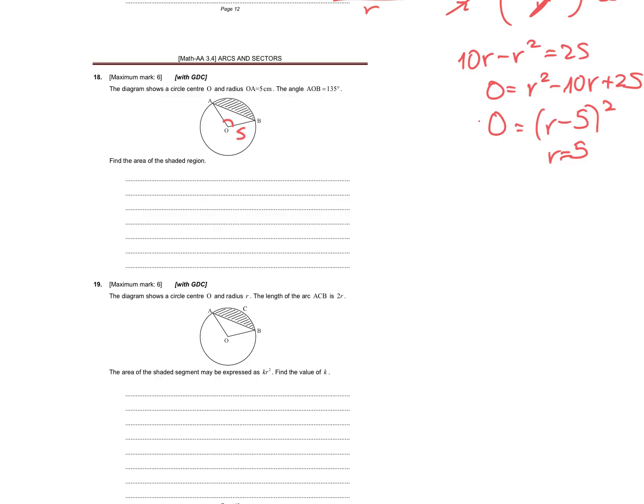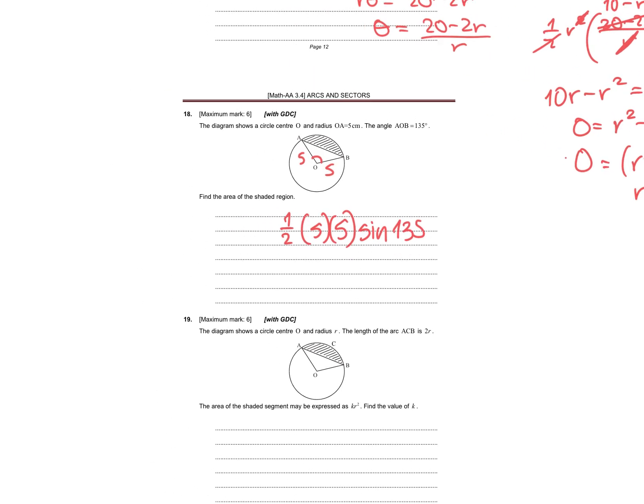All right, the diagram shows this radius 5, angle in degrees now, so you've got to change your calculator. 135, find the area of the shaded region. So this one, we need 1/2 AB sine 135, and that is just the triangle.